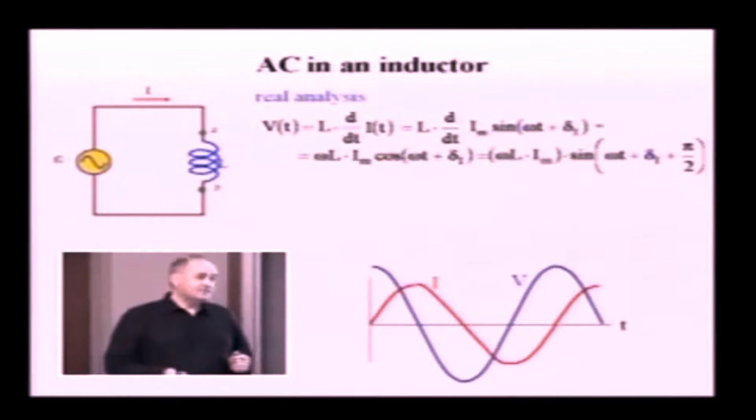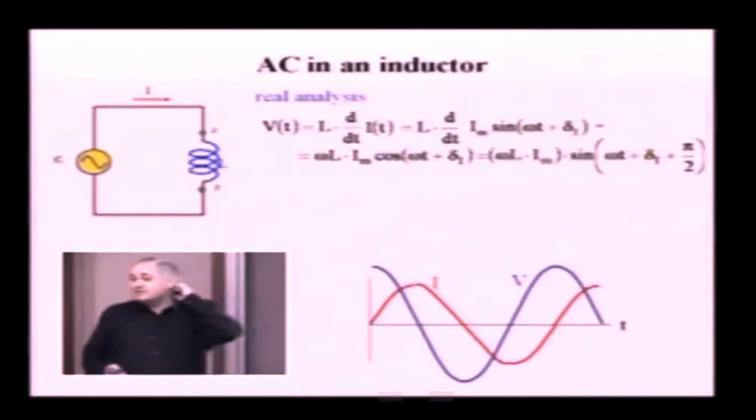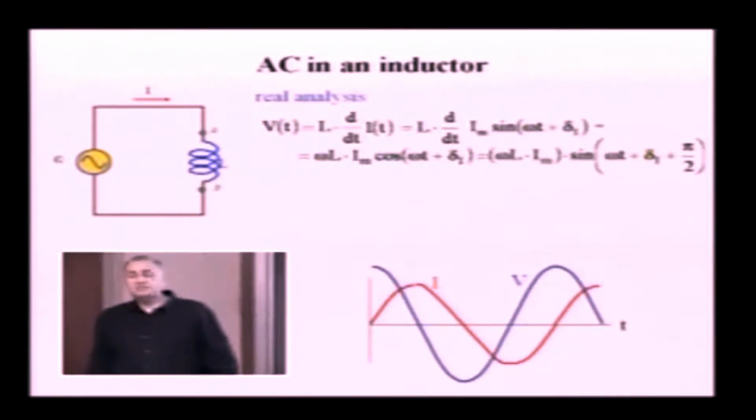Note actually a major difference between the impedance of an inductor and the impedance of a resistor. The impedance of a resistor was the same at all frequencies. The impedance of an inductor varies. So if current oscillates slowly, is the impedance of the inductor high or low? Low, correct. And the higher the frequency, the higher the impedance of the inductor.